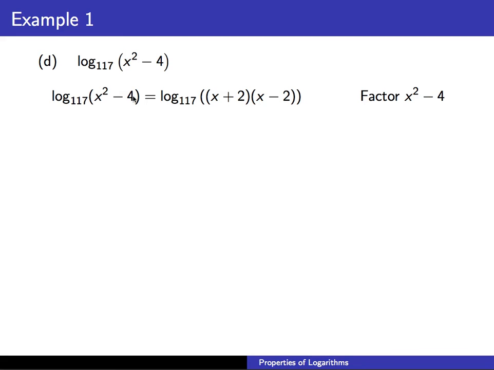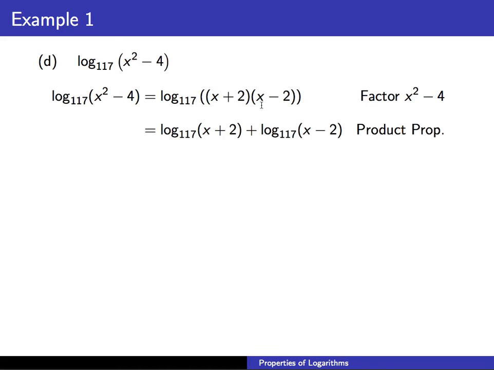But we can factor x squared minus 4 as x plus 2 times x minus 2. So when we do that, log base 117 of x squared minus 4, using our factoring, we get log base 117 of the factor x plus 2 times the factor x minus 2. And because we're multiplying factors inside this logarithm, we can use our product property to separate them. So we get log base 117 of x plus 2 plus log base 117 of x minus 2 using our product property.